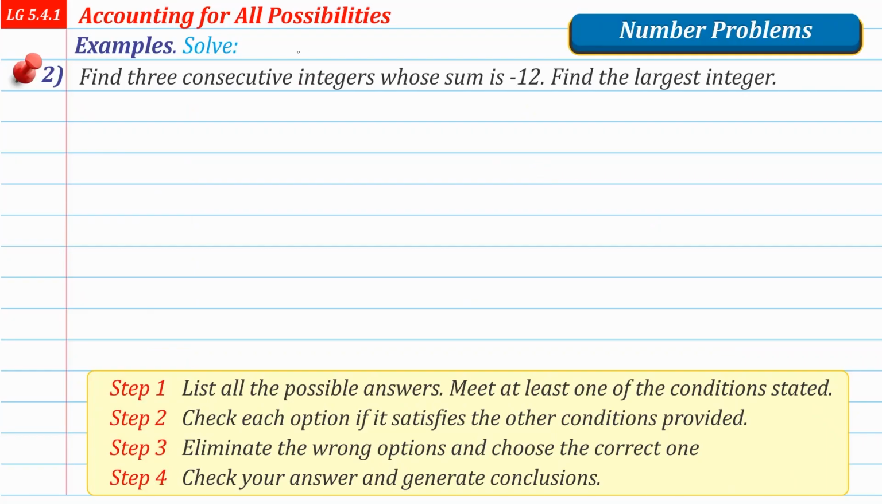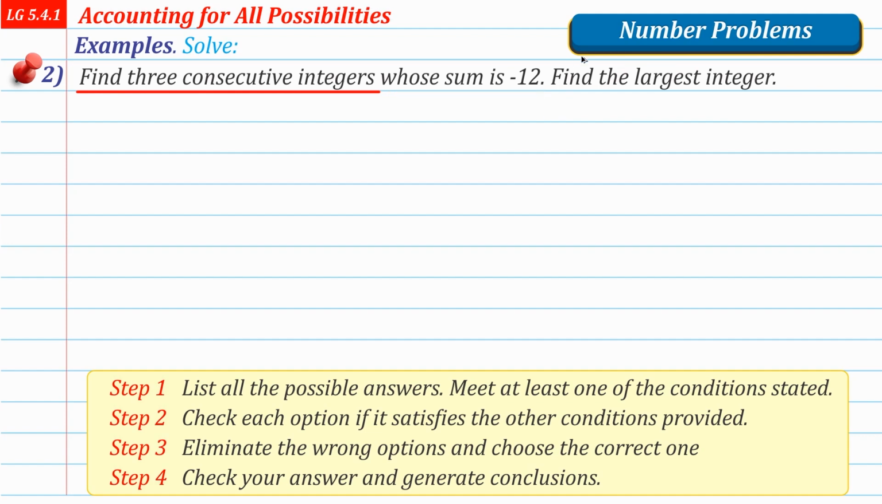Okay, ito na. Next example. So, we have example number 2. Find 3 consecutive integers whose sum is negative 12. Ay, ang dami namang tanong. Find the largest na lang. Sorry, may typo error yata ako. Okay, find 3 consecutive integers whose sum is negative 12.